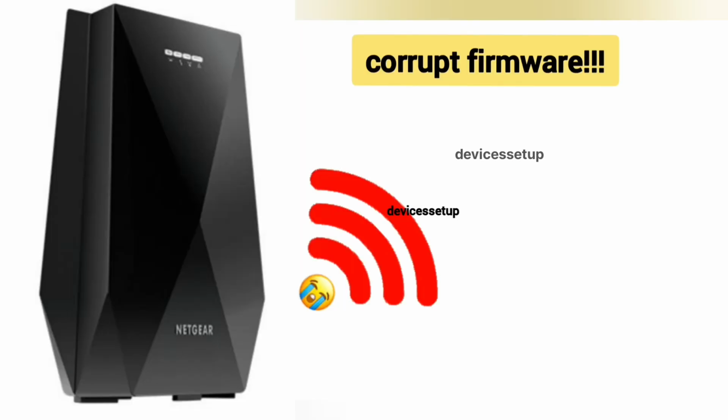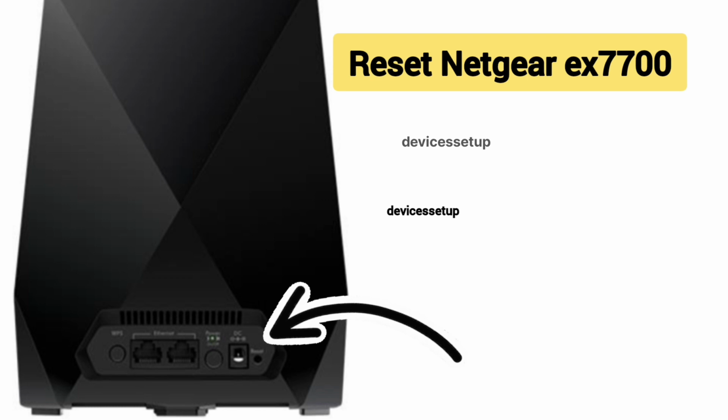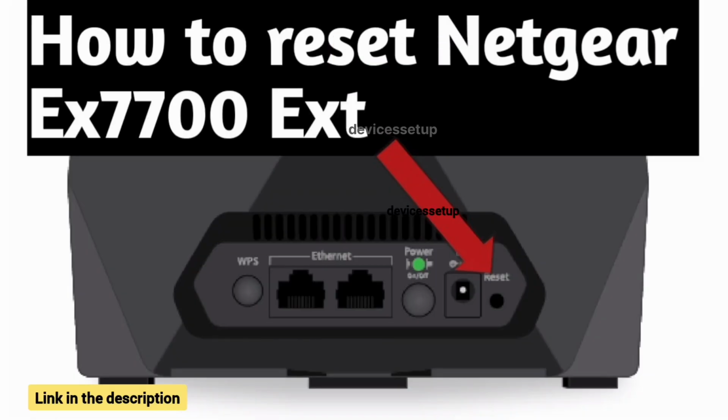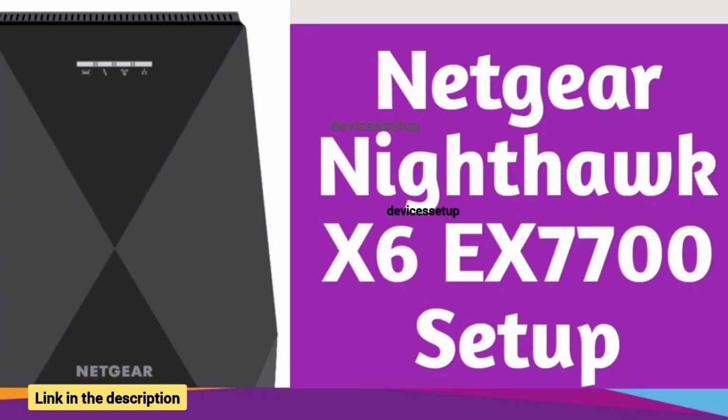Just in case the firmware is corrupt and your extender is not working after firmware update, then we recommend you to reset your EX7700 extender and then try the setup again. We have already made videos on how to reset EX7700 and how to set it up too. The link is provided in the description.